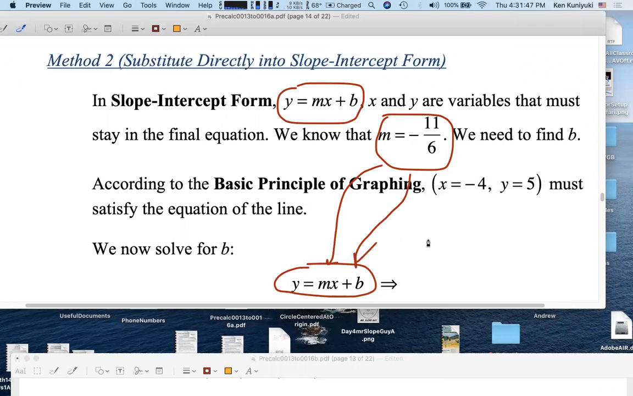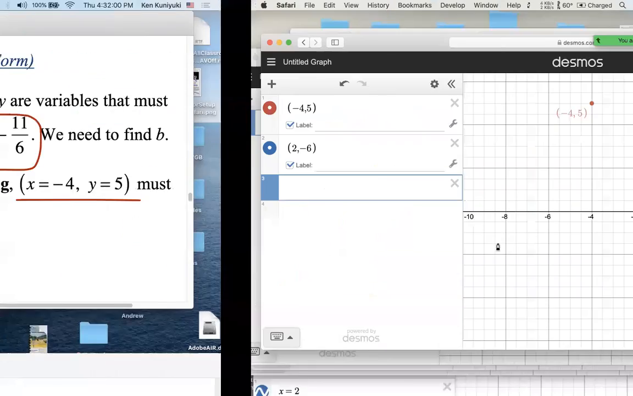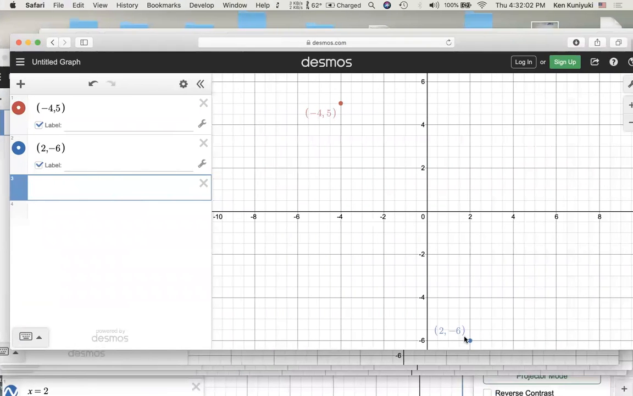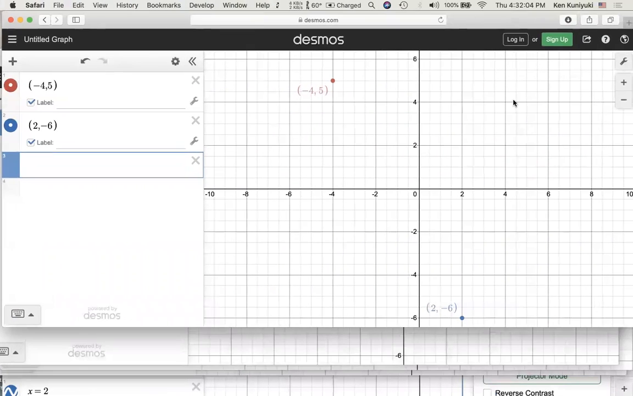And it turns out we can. The basic principle of graphing: the graph of an equation consists of all points whose coordinates satisfy the equation. That includes (-4, 5). Or maybe this other one here, (2, -6). Again, you have your choice as to which one to pick.